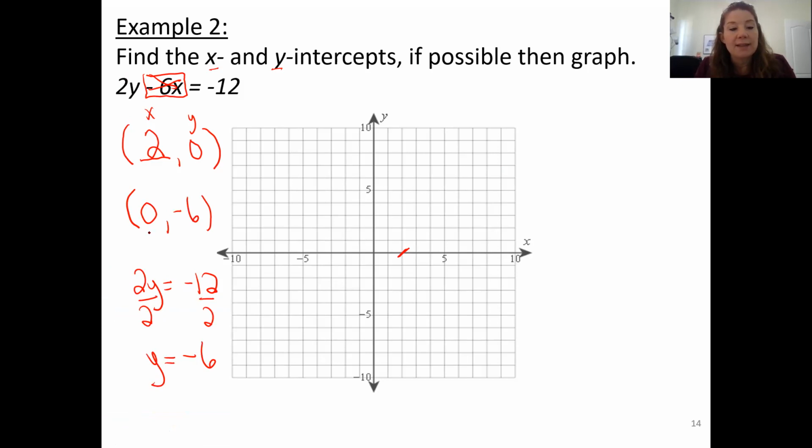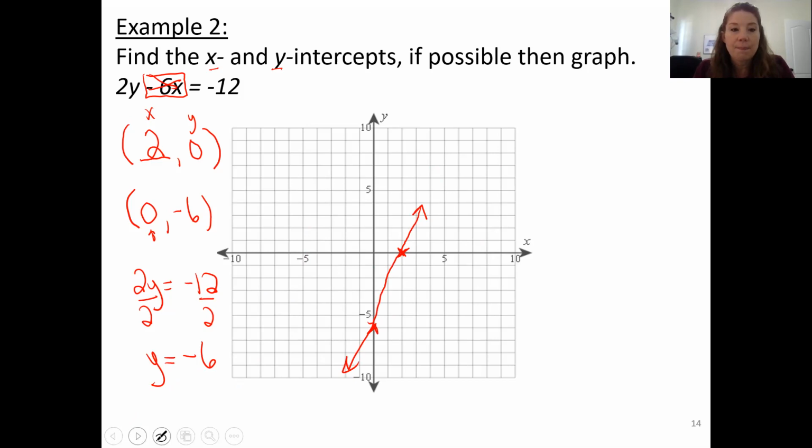So if I graph that, that tells me don't go right or left, but go down 6 right there. And now here's my horrible straight line. Oh, yeah, I'm not good at that, guys. I definitely need practice. All right, and we have graphed our second line because of the x and y intercepts.